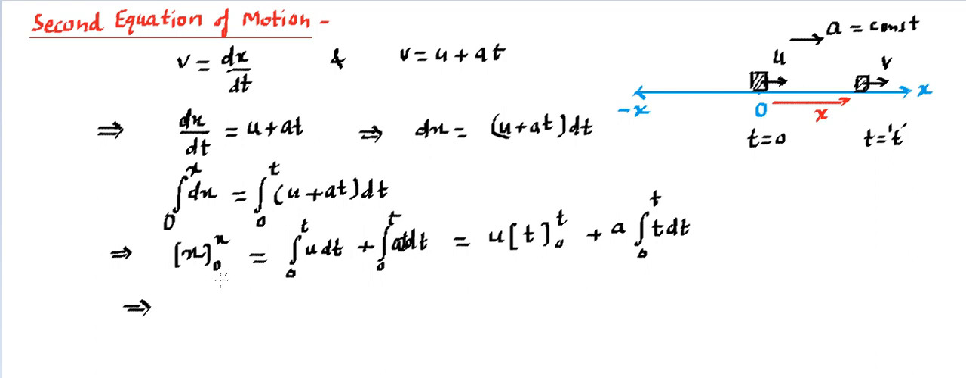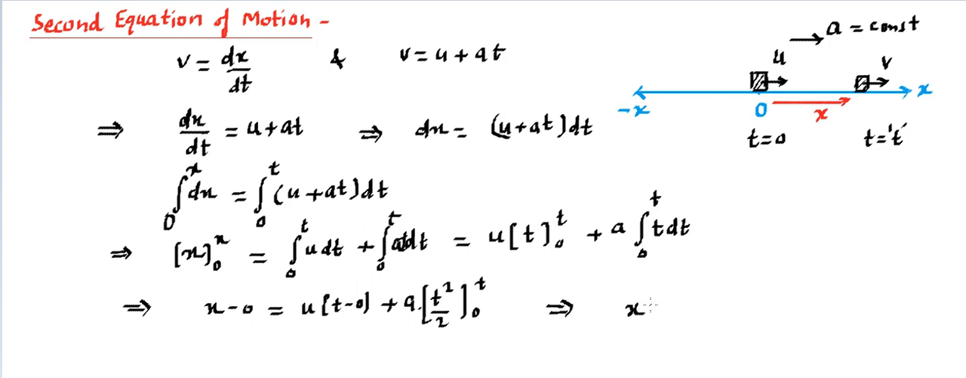Simplifying this will result, left hand side will be x minus 0, right hand side first term will come as u, t minus 0, and then this is a. Integration of t is t square by 2, and the limits have to be running from 0 to t. Once you place 0, it becomes 0, so it will be only t. That means finally you will get x is equal to ut plus half at square.